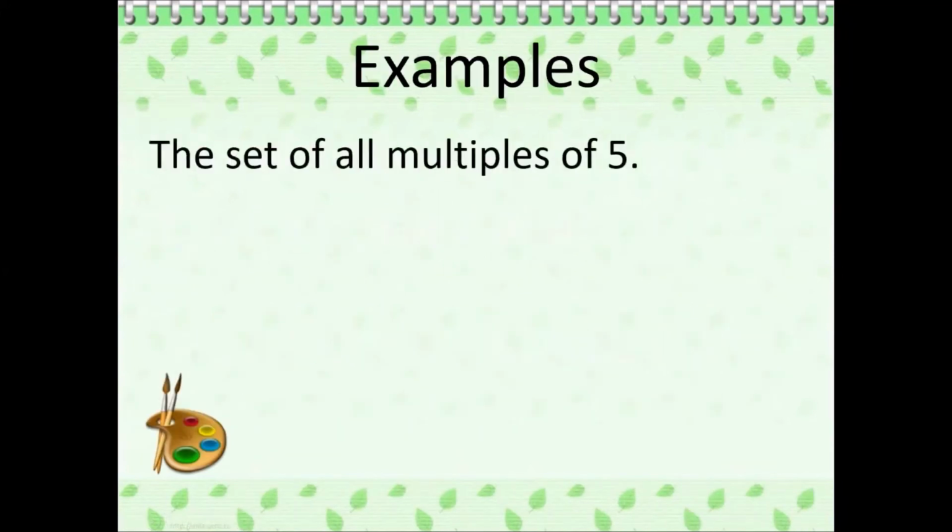Another example, the set of all multiples of 5. So set Y, or any letter to represent the multiples of 5, has the elements 5, 10, 15, with 3 dots because this is infinite. So we use the ellipsis sign.